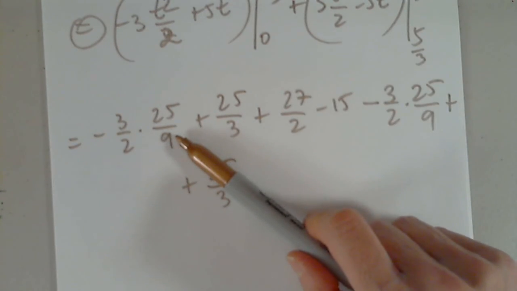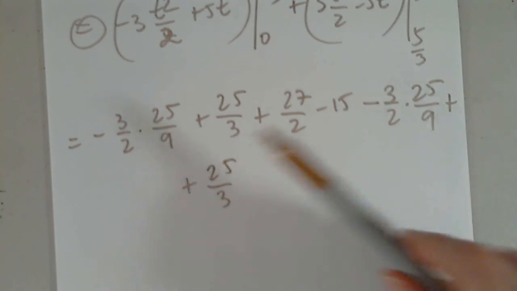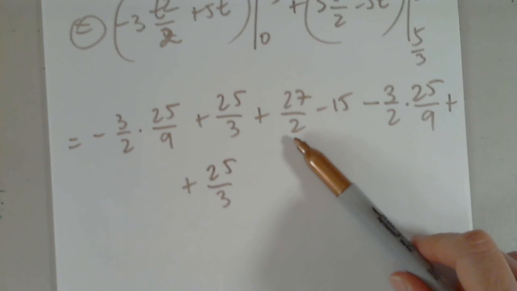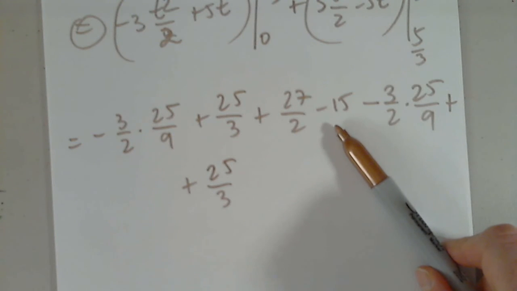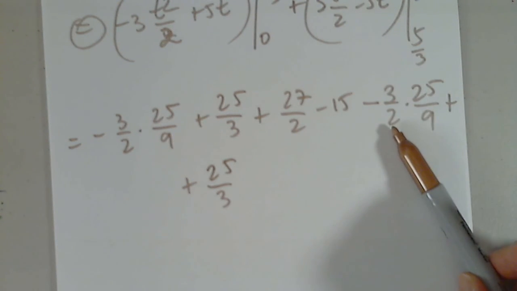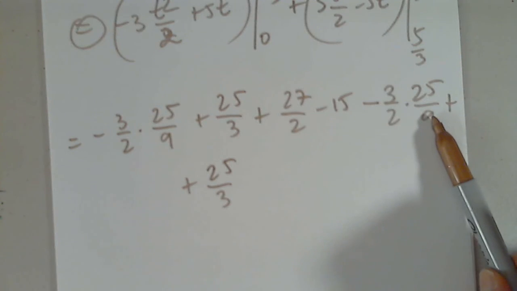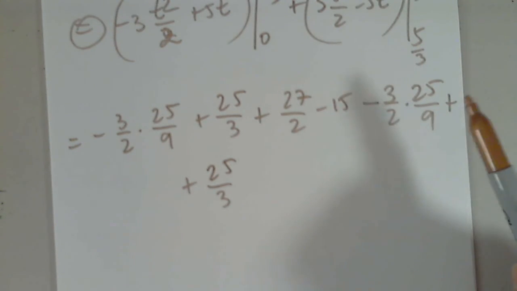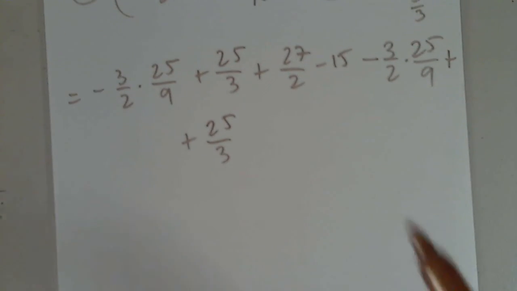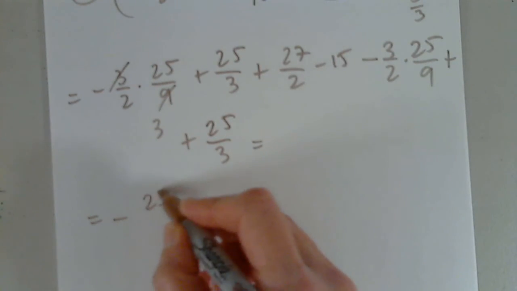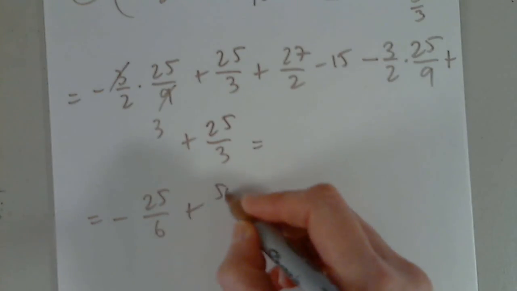I'm checking my numbers. Negative 3/2, 25/9, correct. 25/3, yes. With 3, 27/2, correct. Minus 15, that's correct. Minus 3/2 with 5/3 squared, 25/9, yes, and then plus 25/3, yes. Okay, let's see what this mess is coming out to be. Negative 25/6. Now these two, positive 50/3.